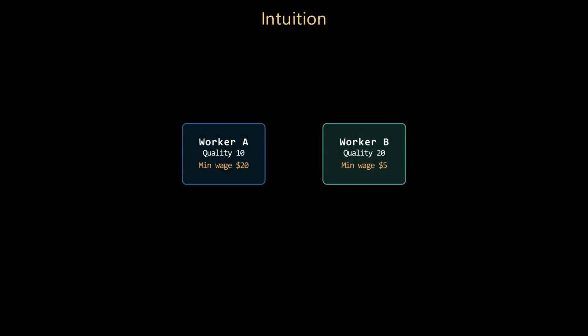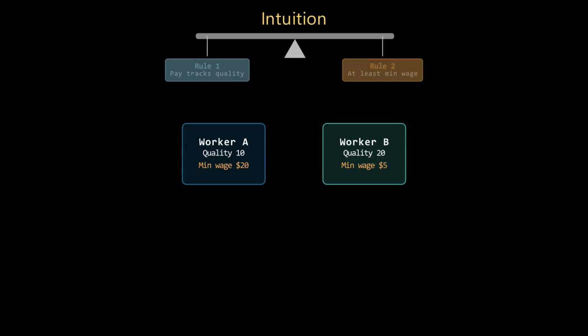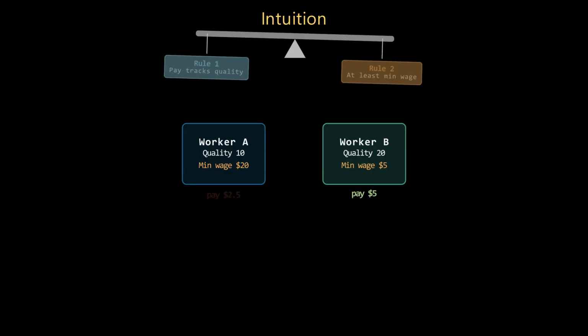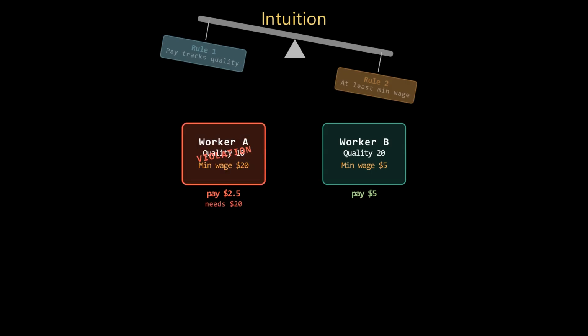This problem gives us 2 conflicting rules. First, we must pay workers in strict proportion to their quality. Second, nobody can be paid less than their own minimum wage. If we try to be cheap and pay our high-quality worker their bare minimum, the shared ratio forces our lower-quality workers' wage into the floor, breaking their minimum wage. We need one unified metric to balance this scale.